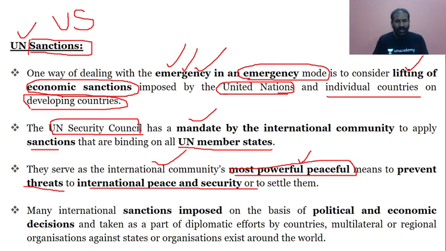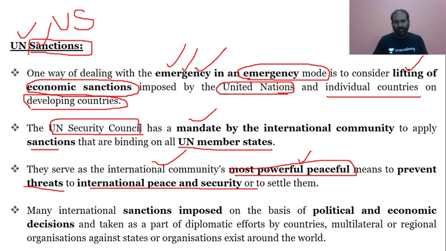So whenever the United Nations Security Council thinks that a specific country or individual or a couple of countries would pose a threat to international peace and security, please do understand my point, then the imposition of sanctions by the Security Council is the most powerful peaceful method to go ahead with.